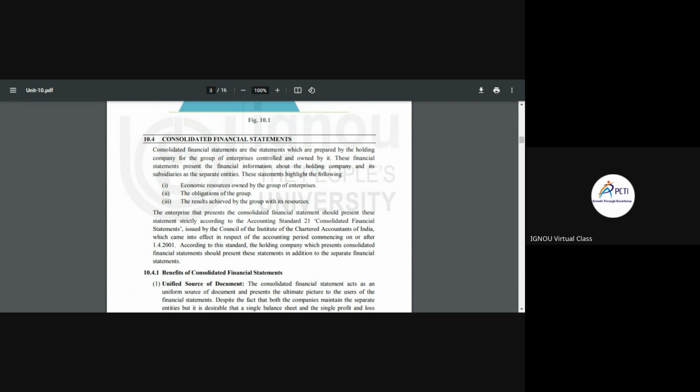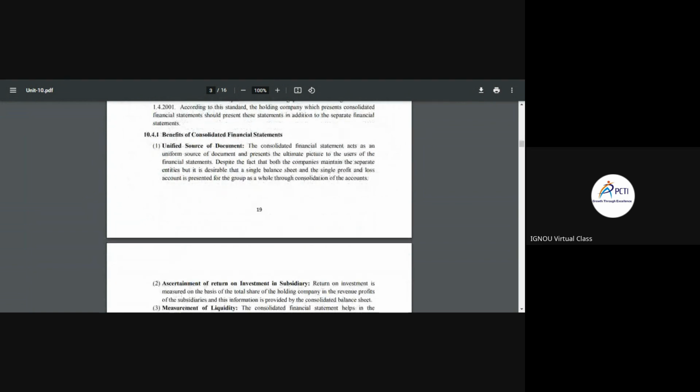Then the enterprise that presents the consolidated financial statements should present these statements strictly according to Accounting Standard 21, Consolidated Financial Statements, which is issued by the Council of the Institute of Chartered Accountants of India, and came into effect in respect of the accounting period commencing on or after 1st April 2001. According to this standard, the holding company which presents consolidated financial statements should present these statements in addition to the separate financial statements. So now, what are the benefits of consolidated financial statements?